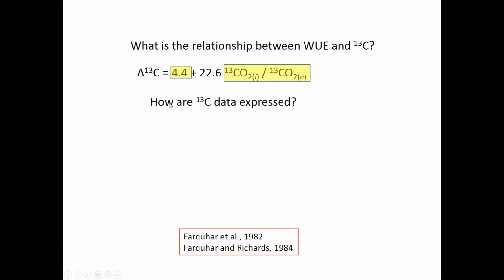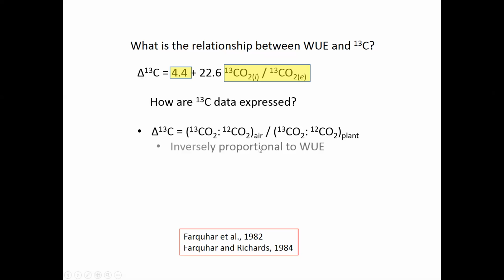And how are C13 data expressed? I mentioned that Farquhar and Richards used this carbon isotope discrimination expression that's shown here. It is related to the ratio of C13O2 in the air to C12 in the air divided by the ratio of C13 in the plant to C12 in the plant. So that's how they expressed the C13 data. And this is inversely proportional to water use efficiency.